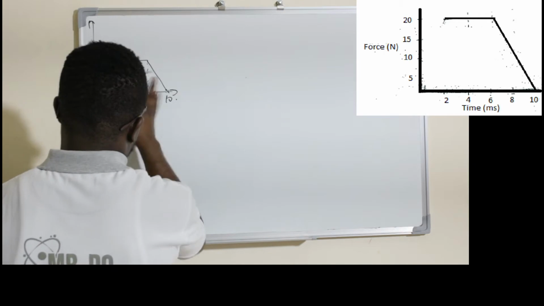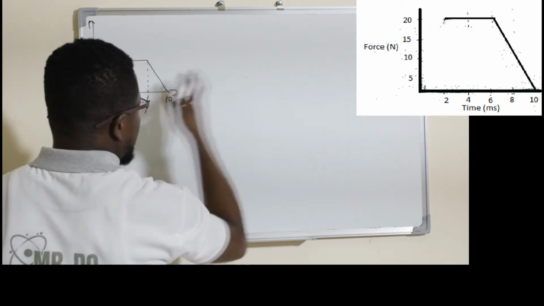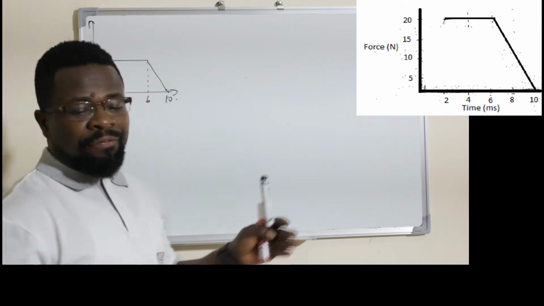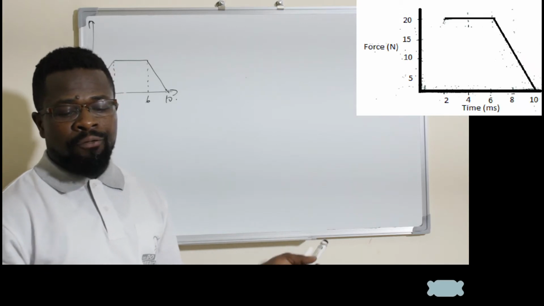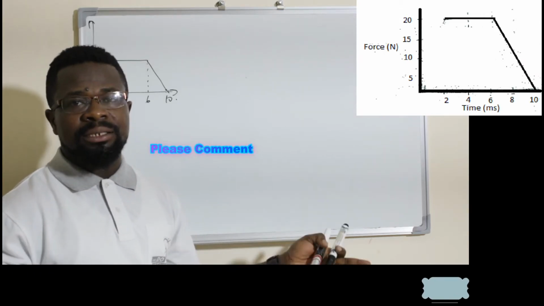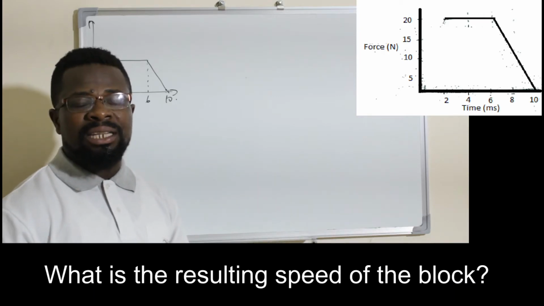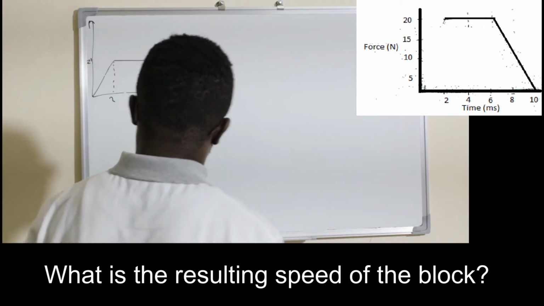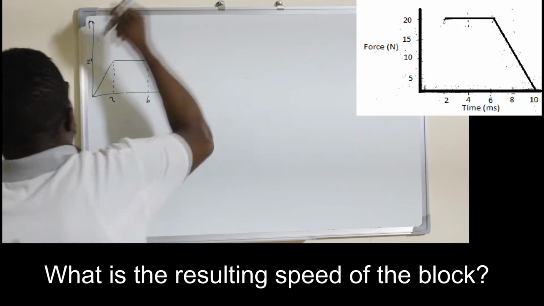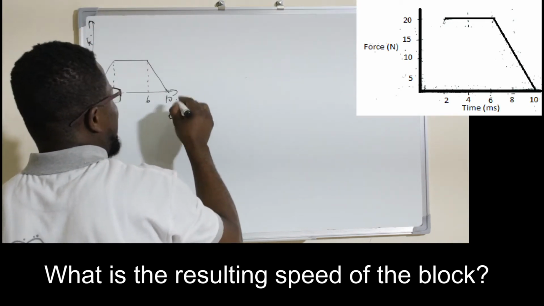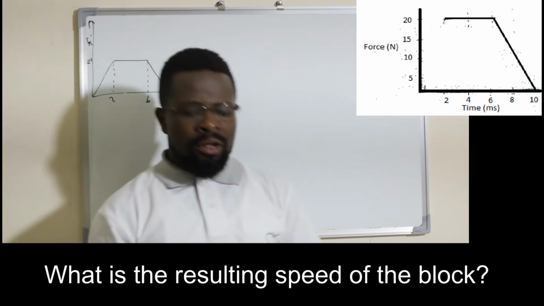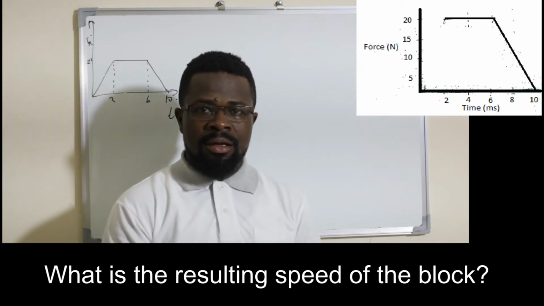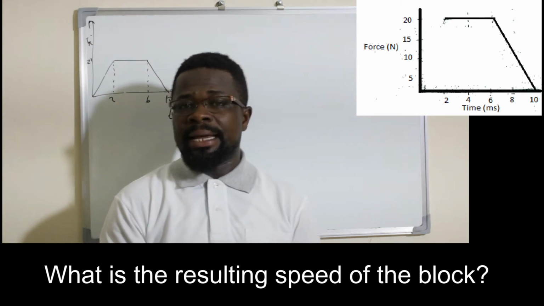So let's take this from what we have there and do the calculation. The first question, what we want to look out for, is what is the resultant speed of the block? That is what we want to find out. Well, we are given a force, and this is time, so this is a force versus time graph. The first thing I need to do is find the impulse from here, because I'm given force and time.